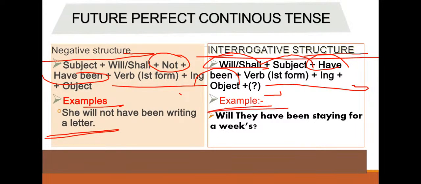Examples: They will have been staying for weeks. Will they have been staying for weeks? This is the question we're asking. In future they will come and will stay for a while. The action will be continued for a while, and we are asking, will they have been staying for a week?